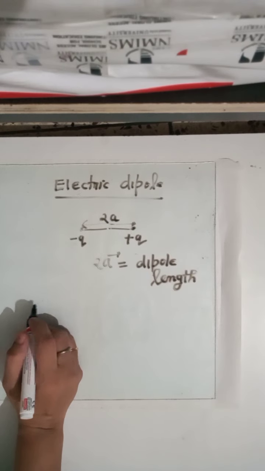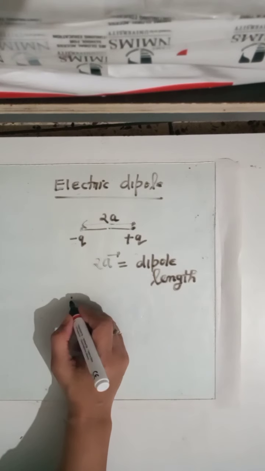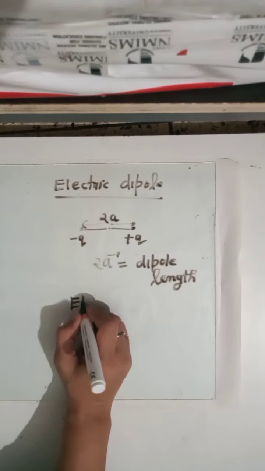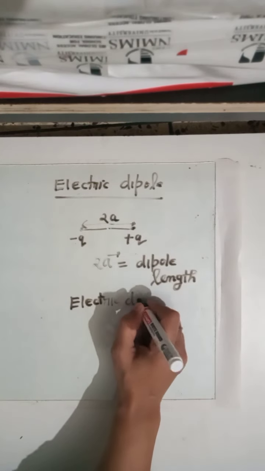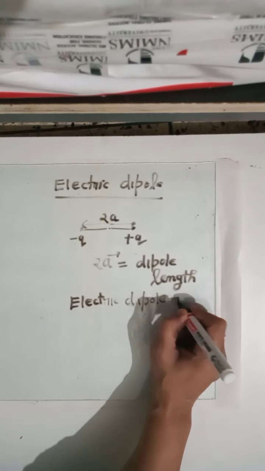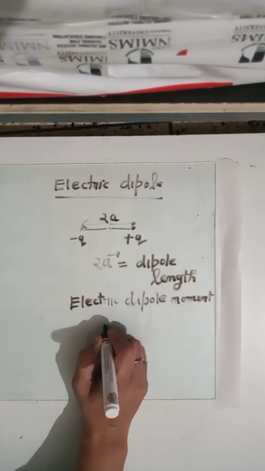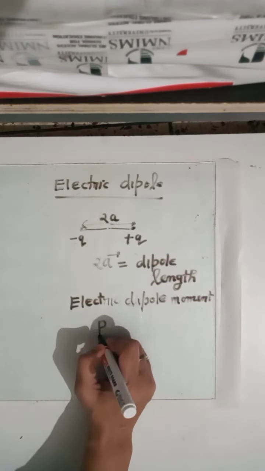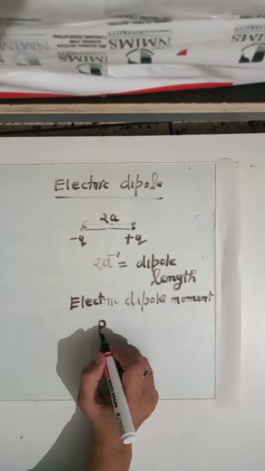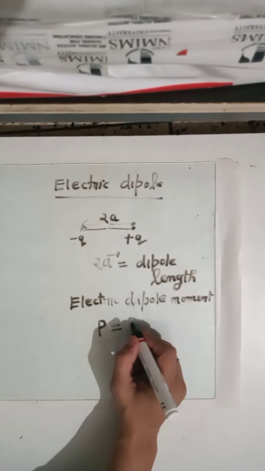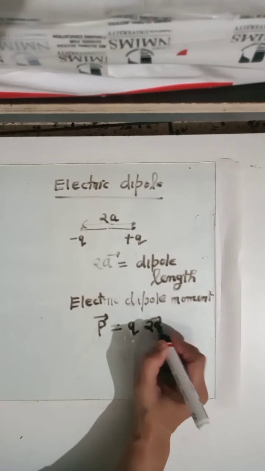Now the next topic related to electric dipole is dipole moment. Electric dipole moment. How can you define electric dipole moment? It is denoted by P. In each book, you can see it is represented by capital P, not the linear momentum. This is electric dipole moment. P is equal to q into 2a. This is a vector quantity because 2a is a vector quantity.